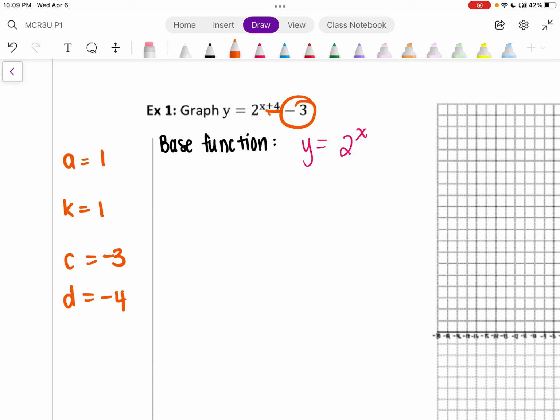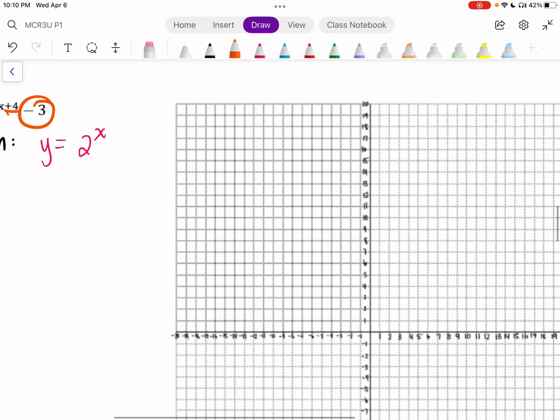Just by looking at these a, k, c, and d values, I know that my graph is not going to have any vertical stretch or compression. I know it's not going to have any horizontal stretch or compression because there's no values for that. And then I know that it's going to shift down by 3 because that's what the c value represents, and it's going to move to the left by 4. So I could honestly just go in and graph my function.